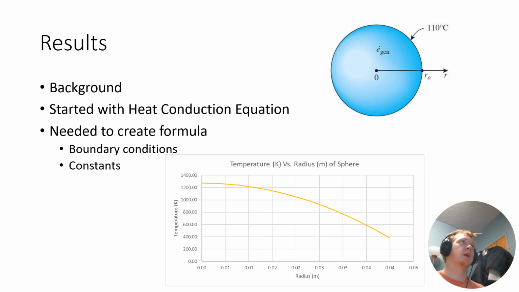Here we are looking at a sphere that is generating heat and dissipating it into the environment. So we want to get rid of heat as much as we can and as fast as we can. This is doing it at a steady state. This is important. As I was talking about, I started with the heat conduction equation and worked with it to get a formula that would be a function of temperature and distance.